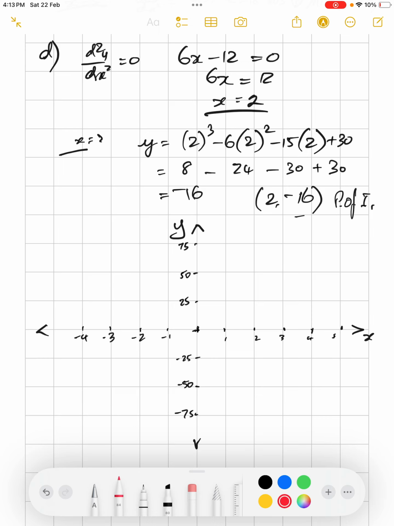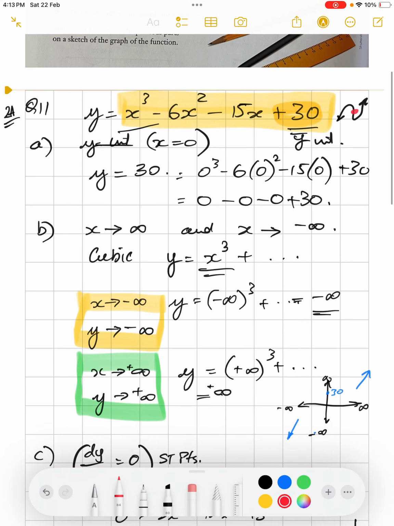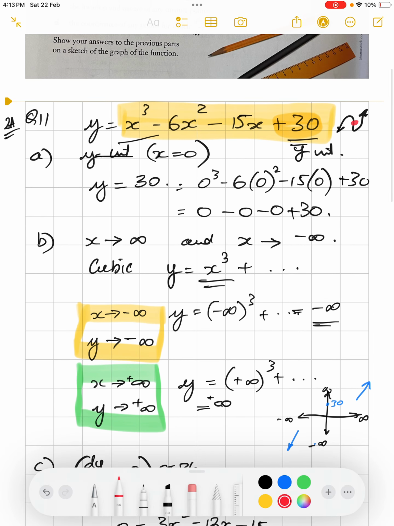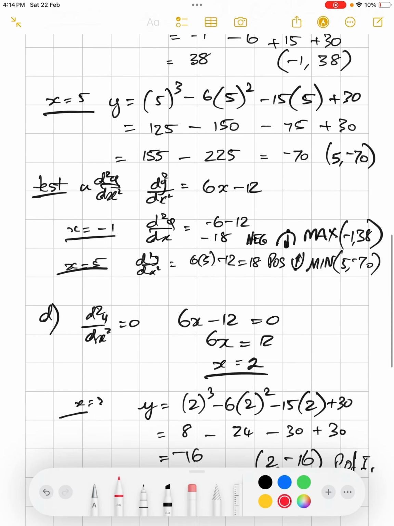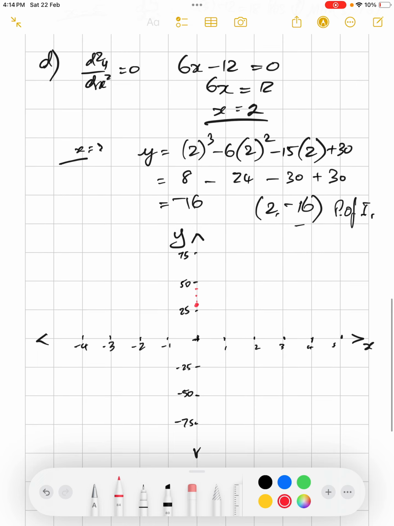Okay, let's plot our points. Our first point we got was that it's going to be crossing the y-axis at 30. So we'll put a point at 30, 25, 40, 45, 50. So a point at 30. And I'll just put a little 30.